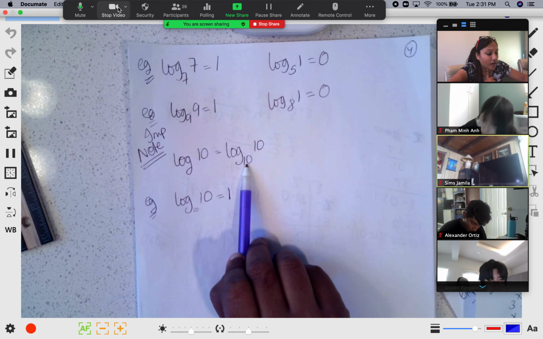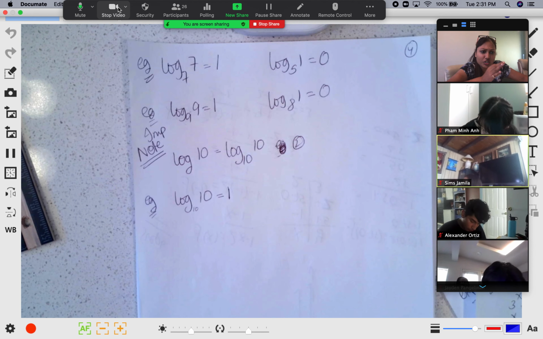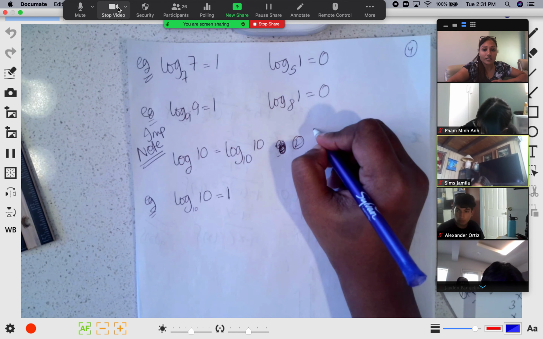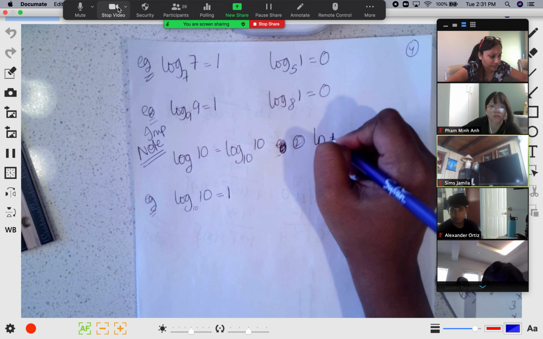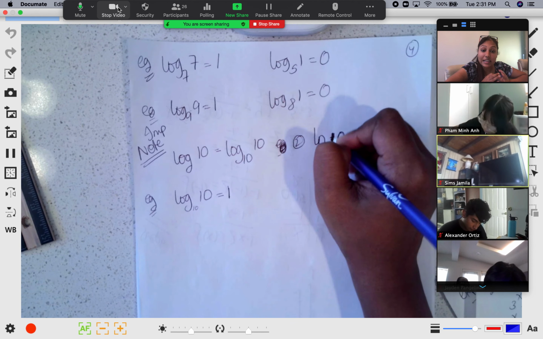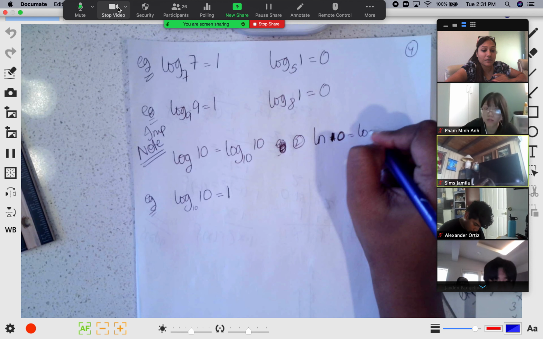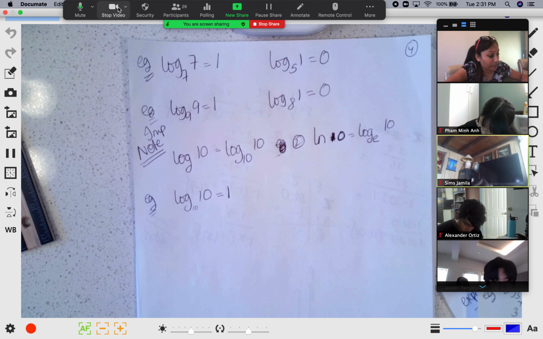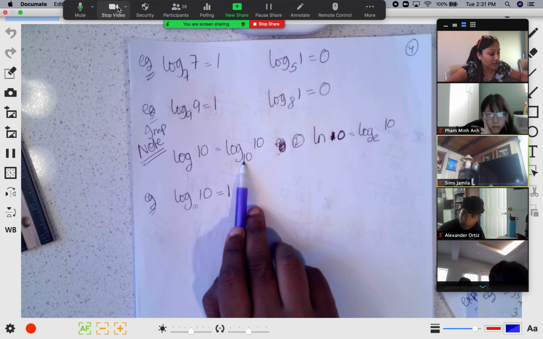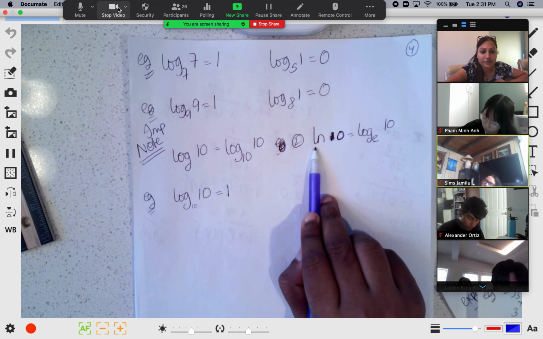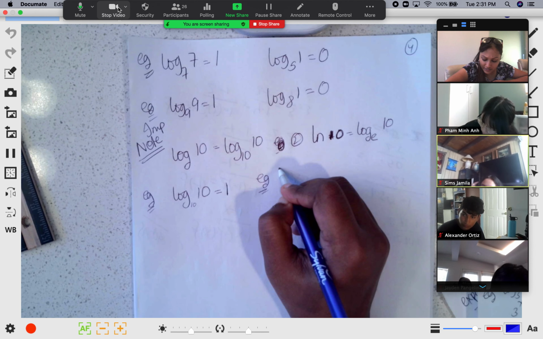Also, if you want to write the second property here, there is a special kind of log which is ln. If I say ln of something, you know this special kind of log, what does it mean? It means log and my base is e. ln means log base e. If it's just log, that means base 10. If they say ln, that means my log is base e. So if I say find the value of ln e.